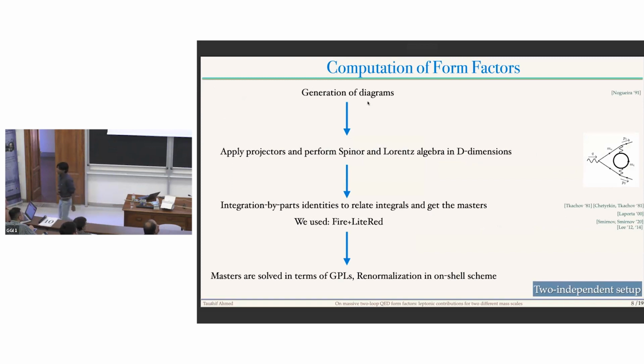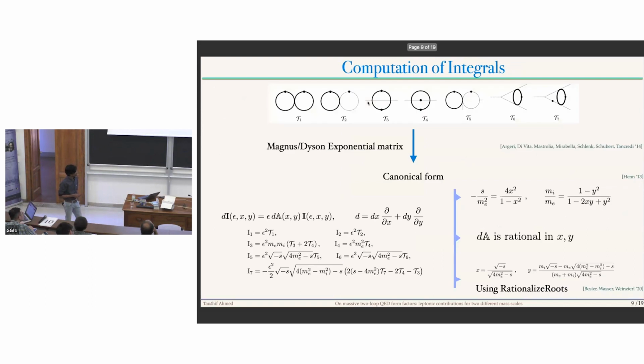Now for this form factor computation, we have followed the usual method. We generate the Feynman diagrams, you apply the projector, you do all the spinor and Lorentz algebra in D dimensions, then you apply the IBP. For this IBP, we have used LiteRed and FIRE, and then you calculate all the master integrals using the method of differential equations, and you can express the result in terms of Goncharov polylogarithms.